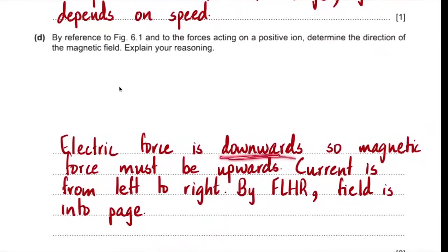If the electric force is downwards, for it to pass through undeviated, magnetic force must be upwards. Current is from left to right, exactly how these positively charged particles are moving. And by Fleming's left hand rule, the field is into the page, right?